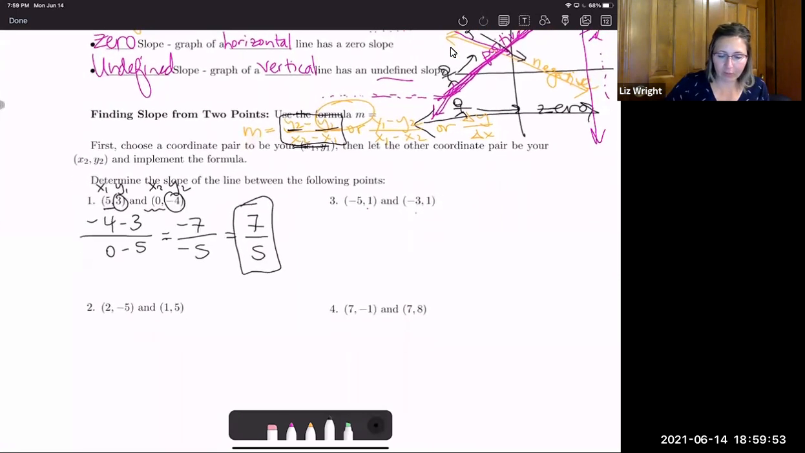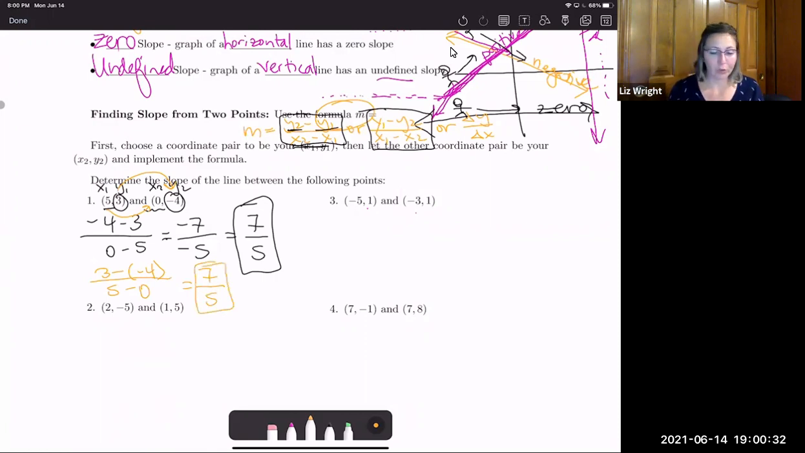And sometimes I get the question of, what if I do the other formula? Am I going to get the same thing? What if I did y1 minus y2? Well, let's check that out. If I did y1 minus y2 instead, 3 minus a negative 4, and then I put that all over 5 minus 0. So then I'm going to get 3 minus negative 4 is 3 plus 4, which is 7, all over 5 minus 0, which is 5. And that still gives me positive 7/5. So you can do it either way.